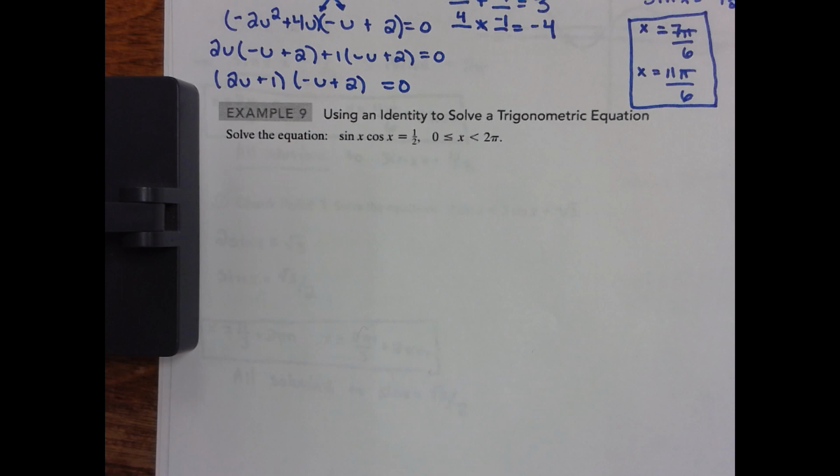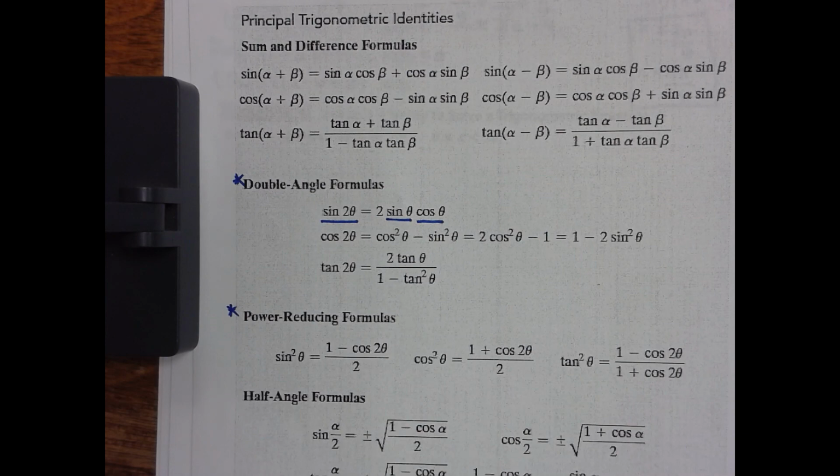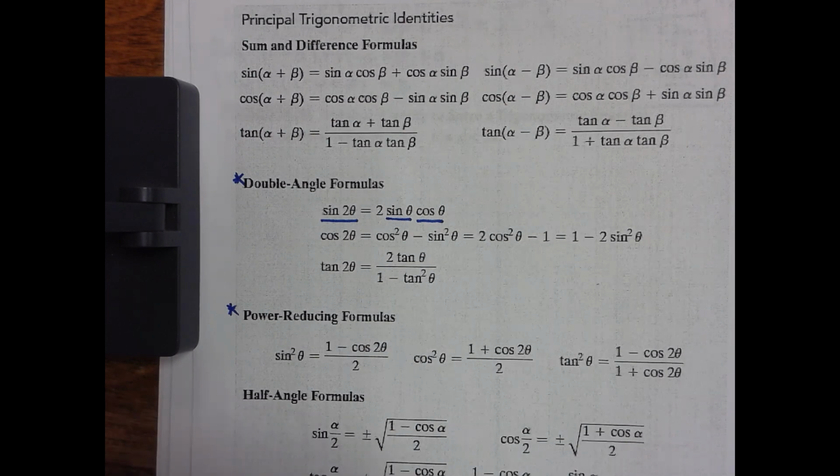So I'm going to go ahead and grab that identity sheet that I gave to you all. And I'm looking for something that might have sine and cosine. And I'm seeing sine and cosine down here in the double angle formulas. Now, we didn't do anything with double angle formulas. We skipped those sections, mostly so that we can get through some of the more important stuff. It's really just plugging things in, and it's not a hard thing.